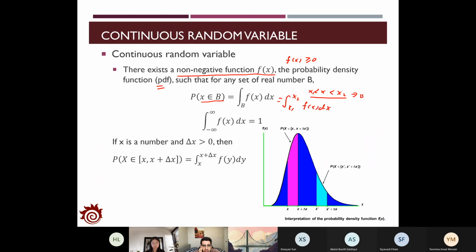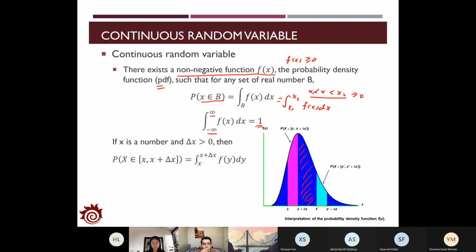So which would be the area? Basically, that would be the area covered under that region. This is the probability for you to choose a value between x1 and x2. And of course, if you do the integration from minus infinity to positive infinity, it means that you will cover all the possible values, then the total value will be 1.